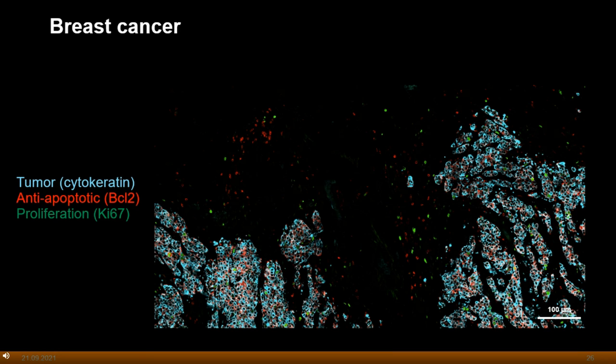Interestingly, in this breast cancer sample, we were able to detect anti-apoptotic signal. This is BCL2 signal depicted in red outside and within the tumor. In fact, the role of BCL2 in restricting apoptosis and its widespread expression in breast cancer has attracted attention as a therapeutic target for many years. We also observe a Ki-67 signal shown here in green, indicating cell proliferation.